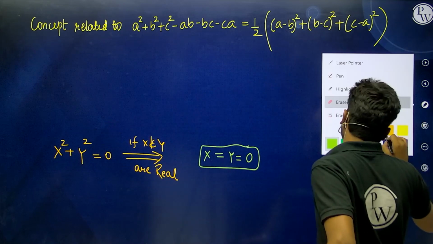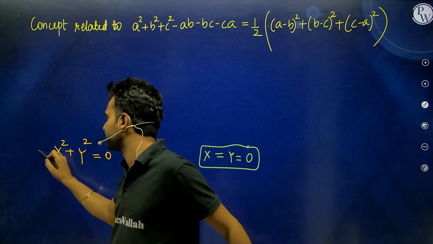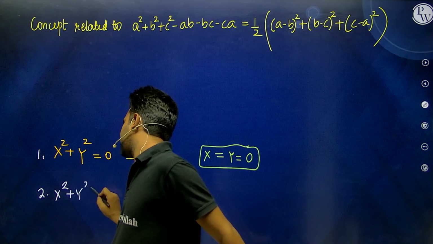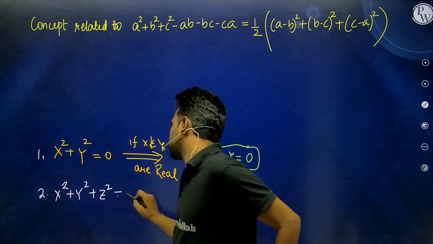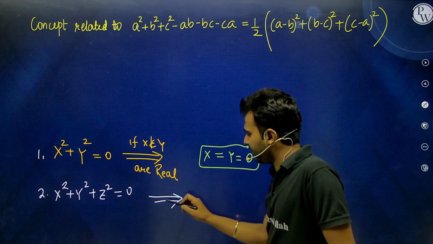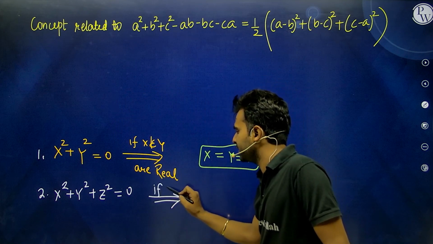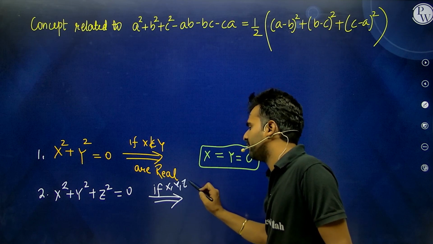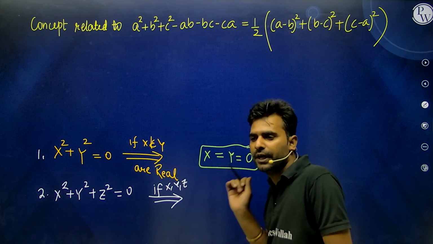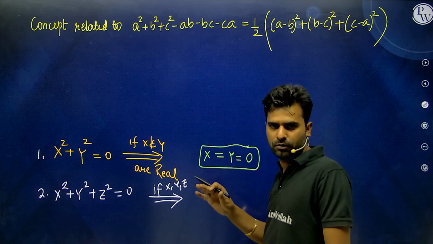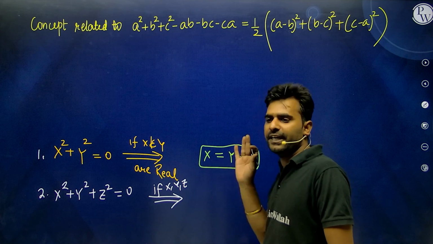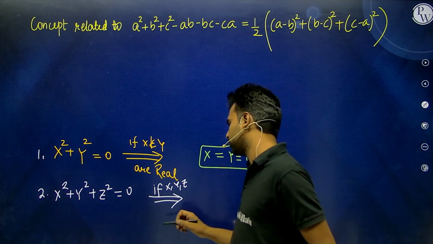This is a very important thing. Number 1. Similarly, if it is given to you x square plus y square plus z square is equal to 0, then if x, y, z are real, the same thing is going to happen. Why? Because the square can never be negative of a real number, at least. Whether the real number is positive, negative or 0, the square of any real number can never be negative.